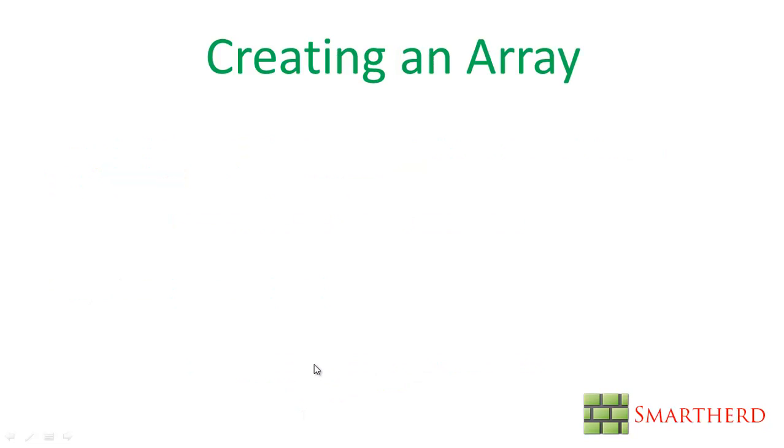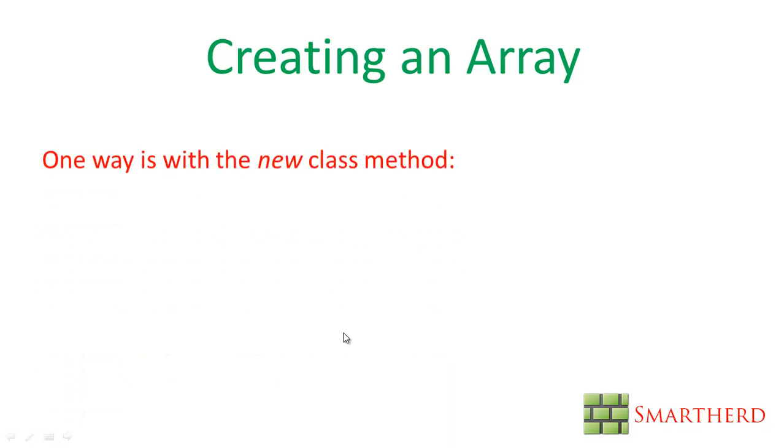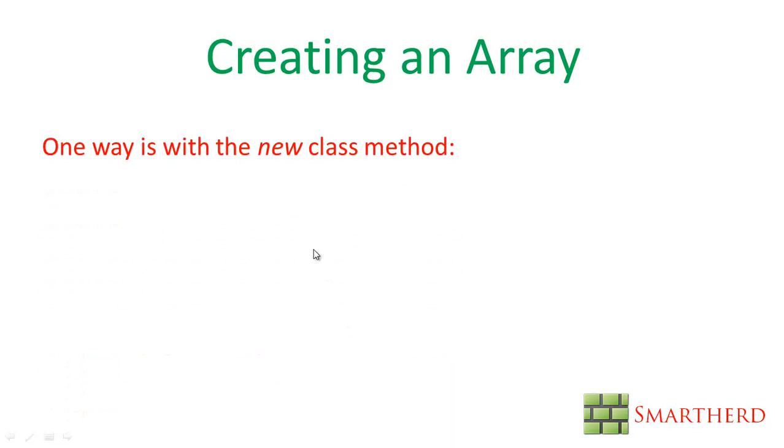Now let's proceed. How to create an array in Ruby? Good question. The simplest way is to use the new class method. For example, like this, we can create an array of names equal to Array.new. As I told you guys, in Ruby everything is an object or class. Here names is acting as an object and Array is a class. So names equals Array.new. This is creating an object that is an array of names.